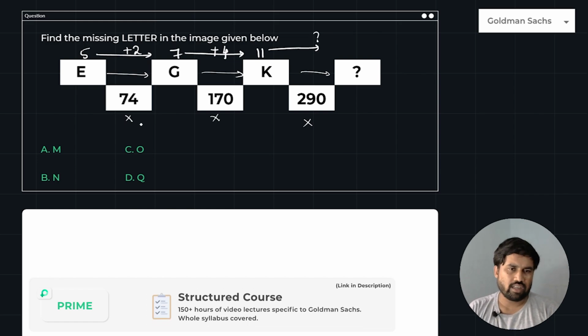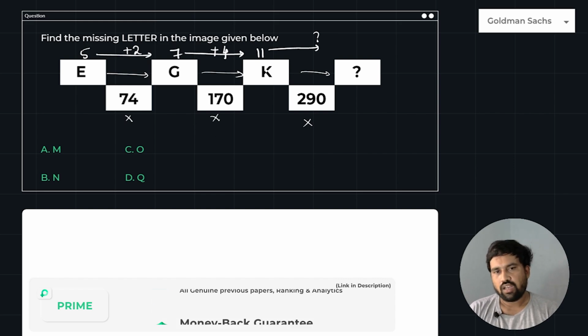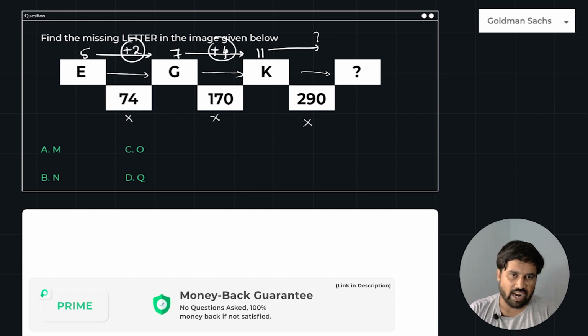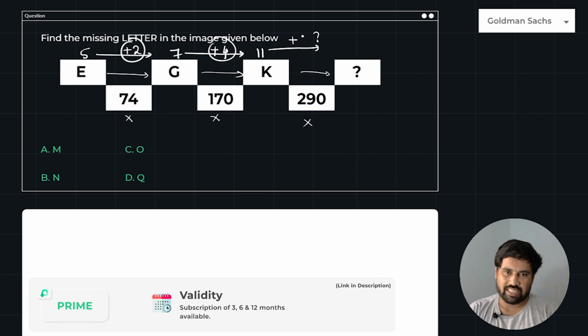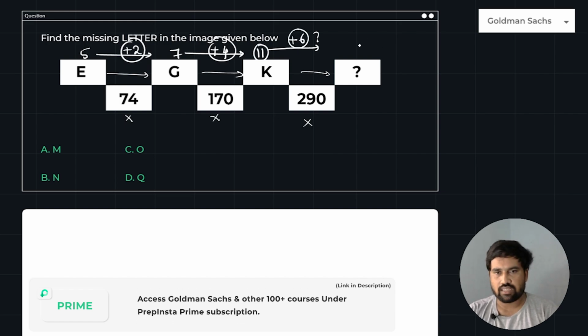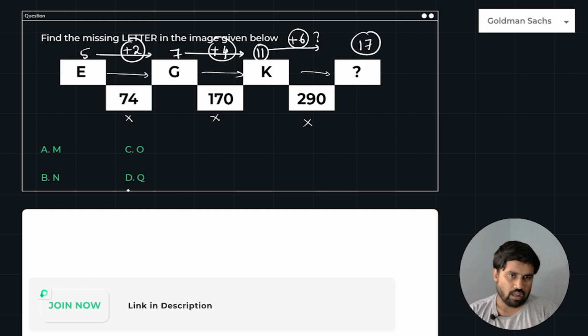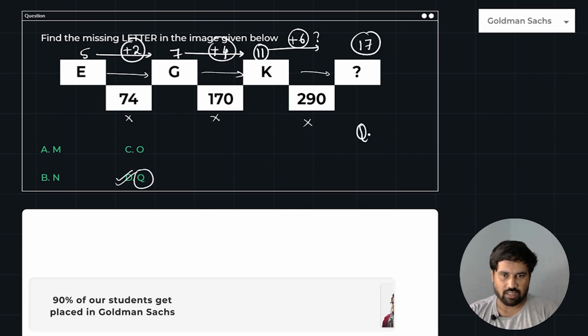So just look here, guys. There is no relationship across these. So plus 2 added, plus 4 added. Next will be plus 6. Am I right or not? So 11 plus 6, the answer is 17. Is 17 there? Yes, D is correct, which is Q. Why? Because 17 is nothing but Q.